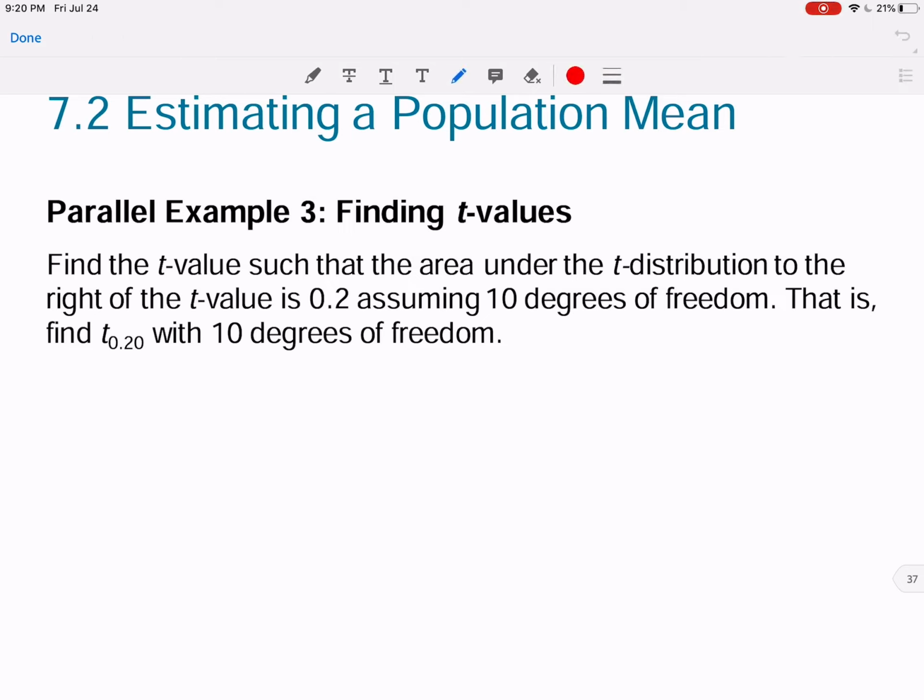The problem says: find the t-value such that the area in the t-distribution to the right of the t-value is 0.2, assuming 10 degrees of freedom. That is, find t sub 0.2 with 10 degrees of freedom. Watch out: if the problem gives you the sample size, the degrees of freedom is the sample size minus 1. But if the problem gives you the degrees of freedom directly, we can use that directly. Now let's take a look at the t-table.